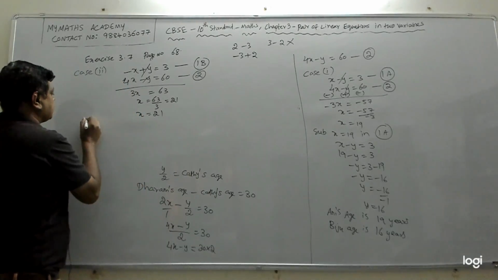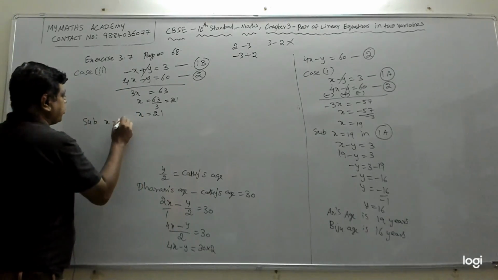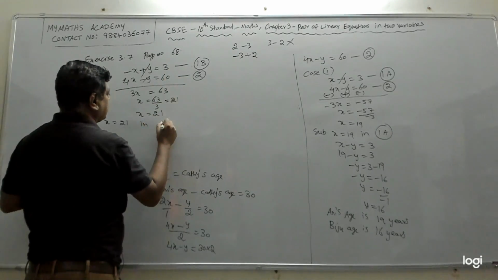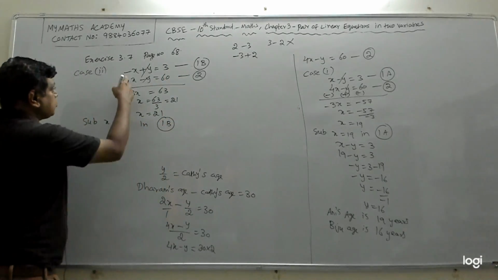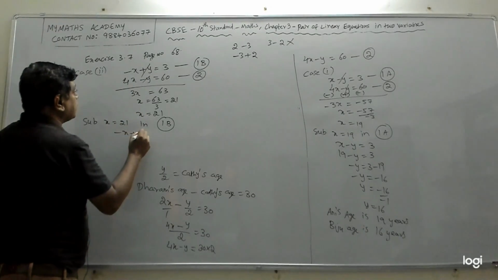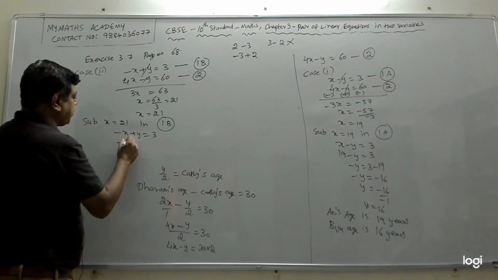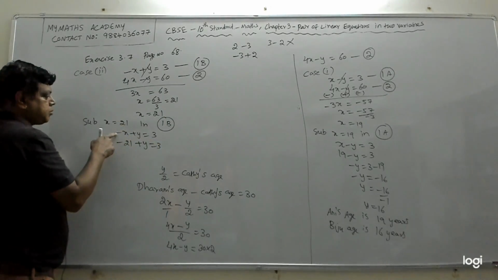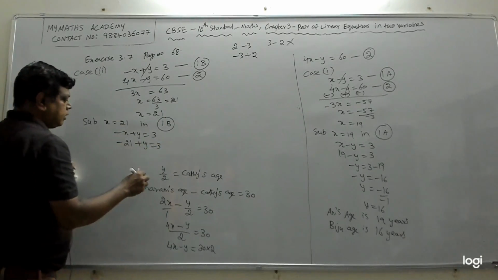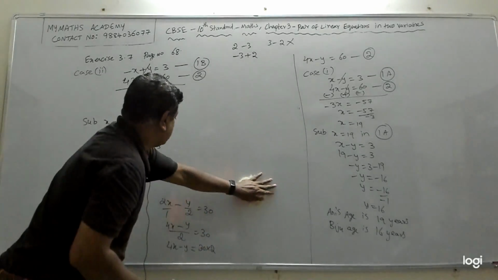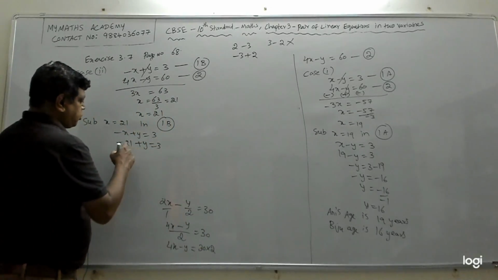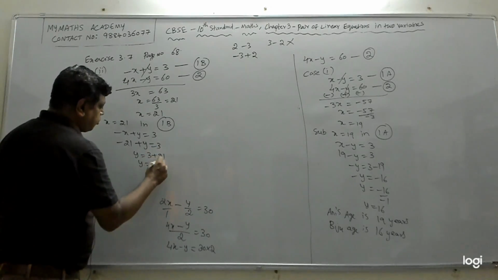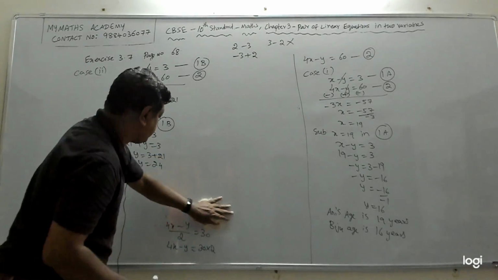Let's take this equation. So substitute x is equal to 21 in the first b, 1b equation. What is 1b? 1b is minus x plus y equal to 3. X is 21. So minus 21 plus y equal to 3. In the place of x, I am putting 21. So this 21 will go here. So y becomes 3 plus 21. So y becomes 24. So now what is the answer for the second case?